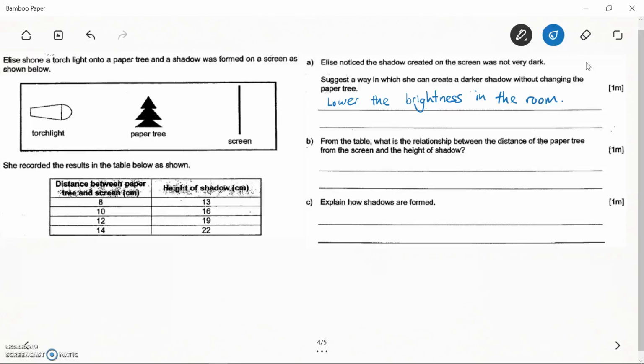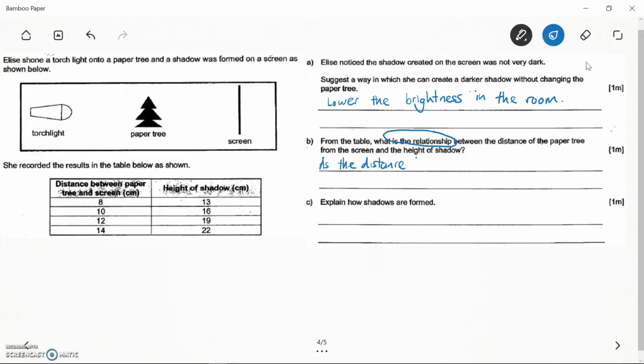From the table, what is the relationship between the distance of the paper tree from the screen and the height of the shadow? Now they are asking for a relationship. If you're my student, you will know that I always have this type of template to answer this type of question because it's easiest to get the marks. Now we are talking about distance, so we are going to just put down the distance, copied from the question, between the paper tree and screen.